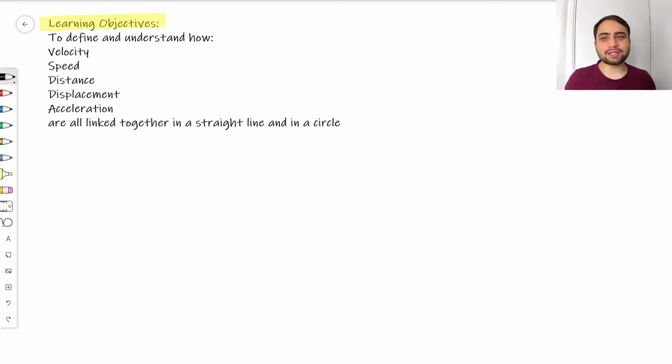So we're going to define and understand how velocity, speed, distance, displacement, and acceleration are all linked together in a straight line and in a circle. So if you're ready, let's get right into it.